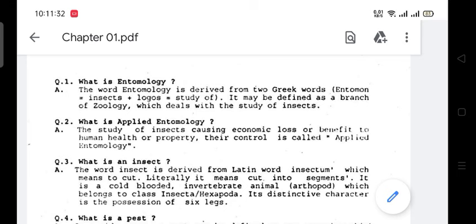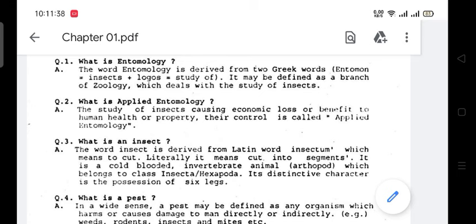What is applied entomology? The study of insects causing economic loss or benefit to human health or property. Their control is called applied entomology.